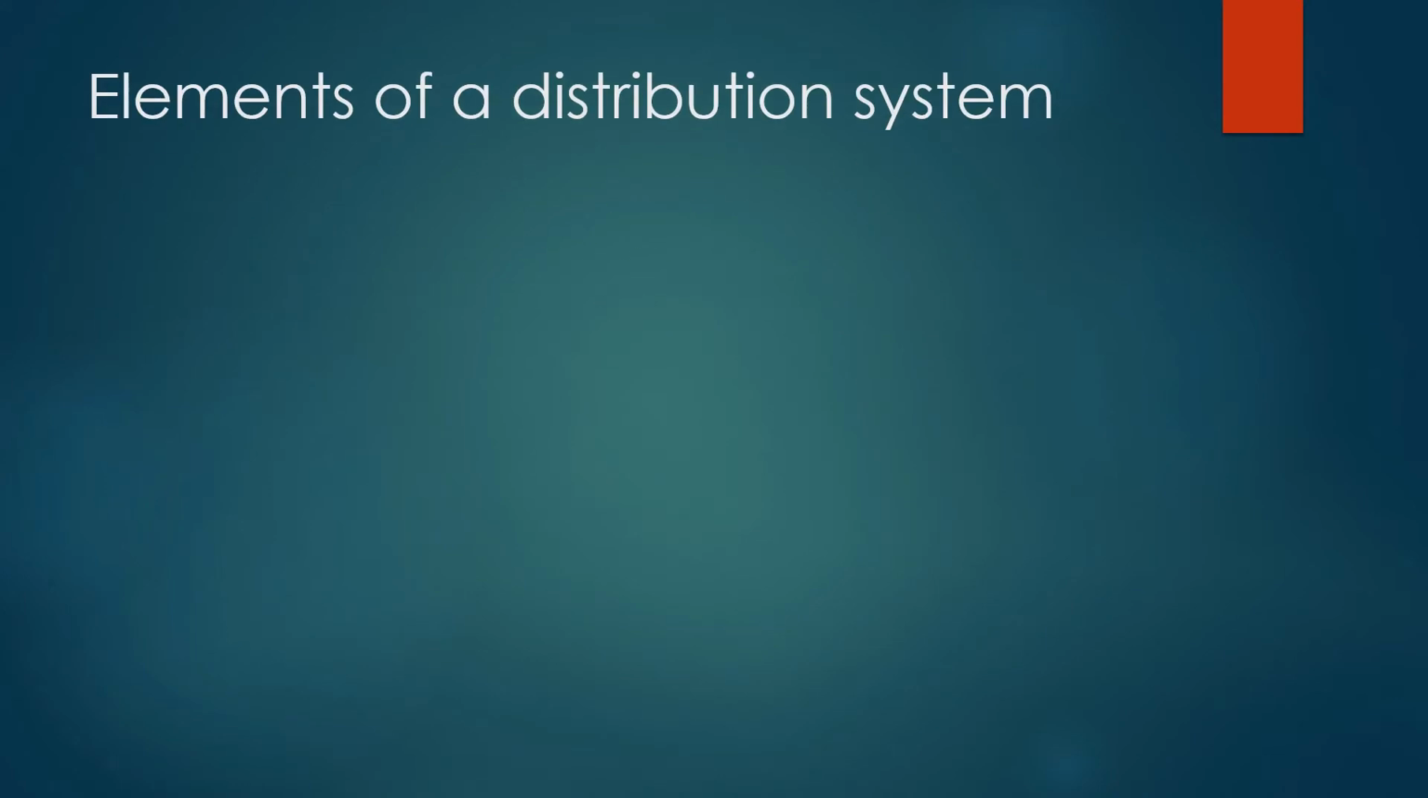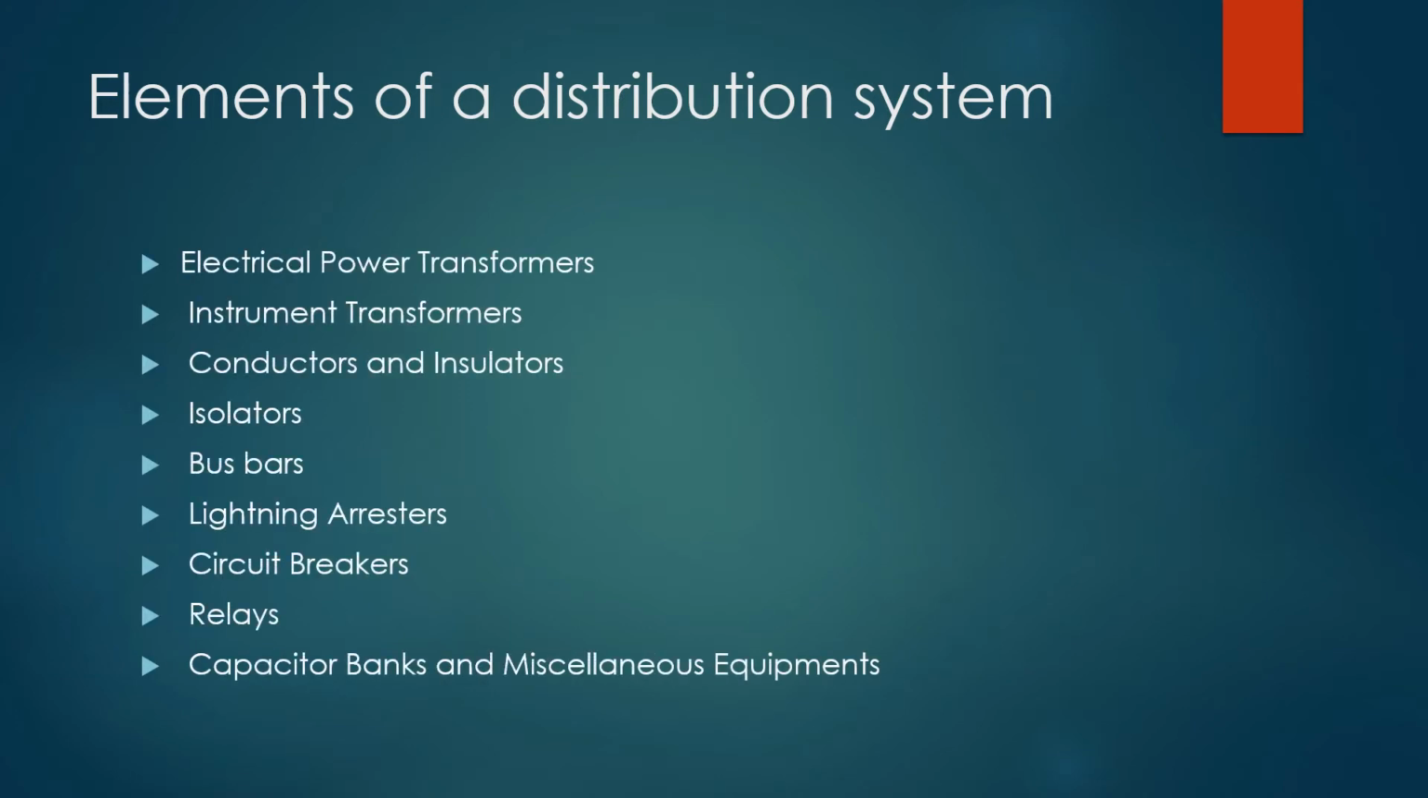I've already explained that. So next, let's look at the elements of a distribution system. The first element is electrical power transformers. We also have instrument transformers. We look at the two of them in that category: conductors and insulators, isolators, bus bars, lightning arresters, circuit breakers, relays, capacitor banks, and miscellaneous equipment. Do not worry about the terms or the complexity of the terms. With time, we shall understand what each one of them is and their functions.